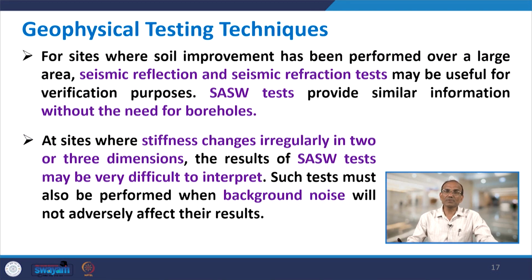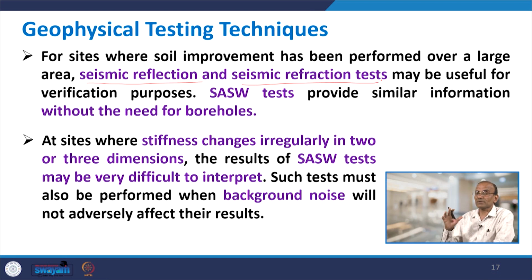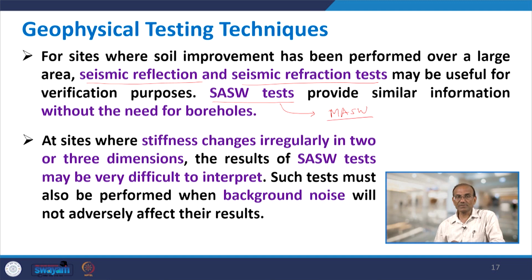For sites where soil improvement has been performed over a large area, seismic reflection and seismic refraction tests may be useful for verification purposes. So, if you want to test a large area, then the 2 tests which we have discussed, seismic reflection and seismic refraction, both discussed when we talked about dynamic soil properties, could be useful for verification. Then there could be SASW, spectral analysis of surface waves, and the most popular version of SASW is called MASW, that is multi-channel analysis of surface waves. This provides similar information without the need for boreholes.